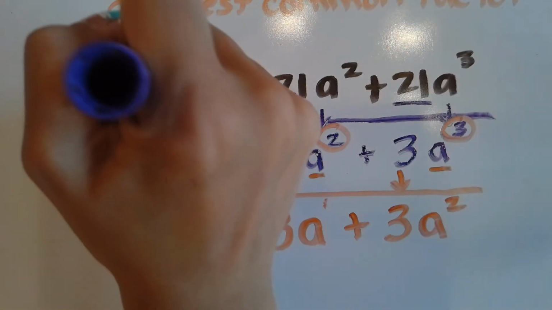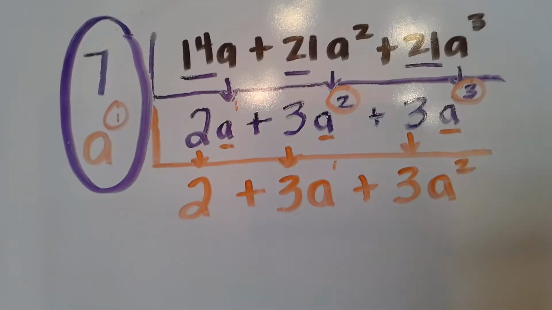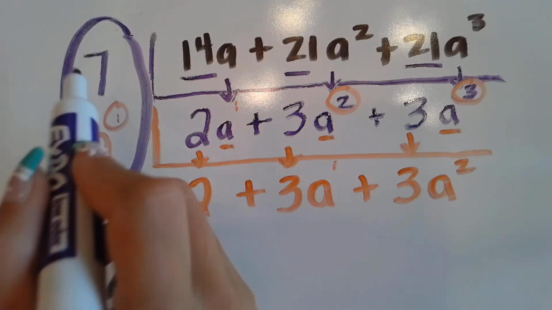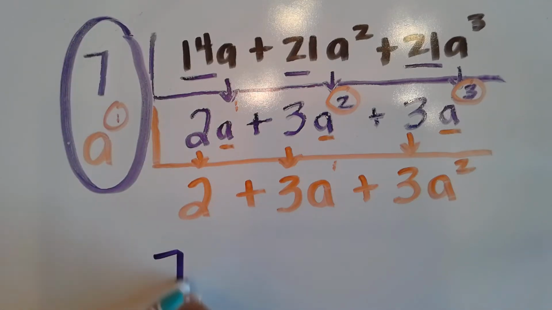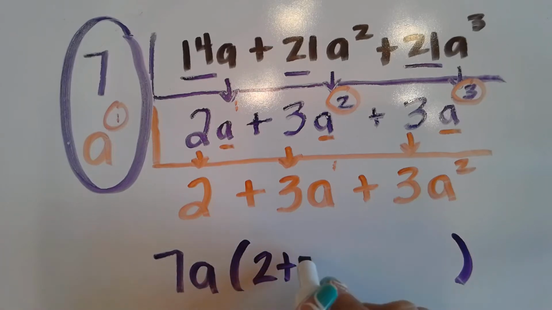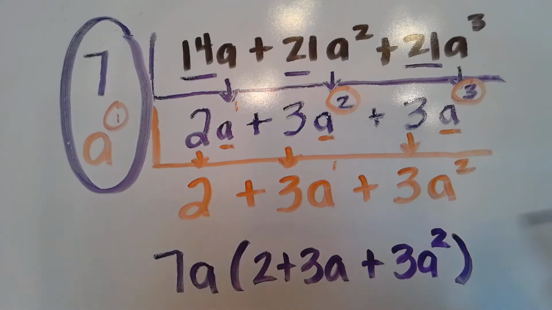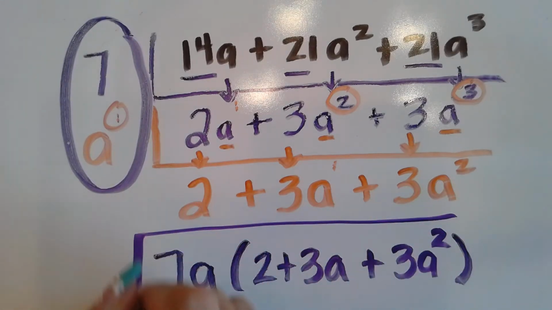I see that these two sit outside of the ladder, so I'm going to make sure I write that. Anytime anything sits outside of the ladder, we're going to multiply them and put them together. So 7 times A is going to be 7A. Then we write our parentheses times whatever's right here: 2 plus 3A plus 3A squared. And that is your answer for this one.